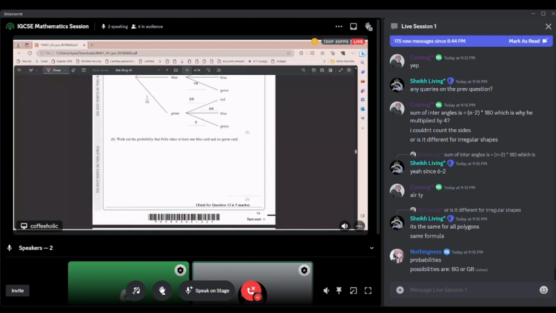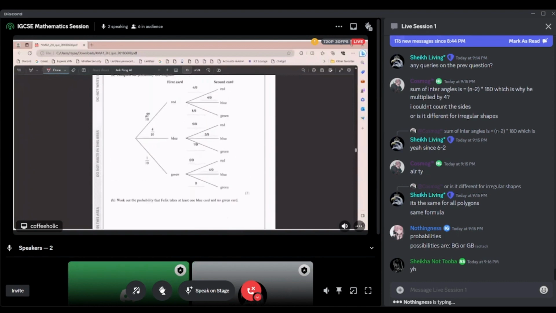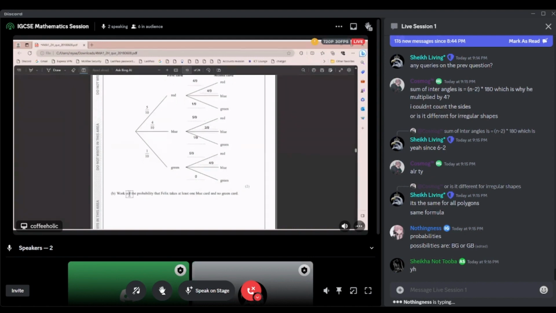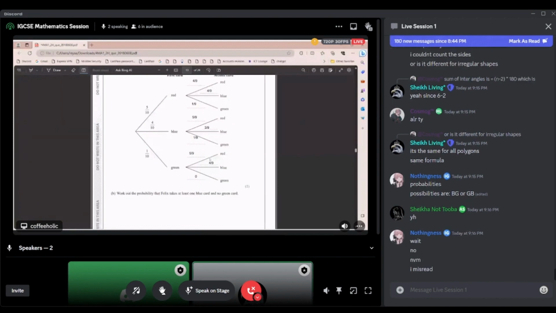Yep, so for the next question, the probability that he takes at least one blue card and no green card is, so the probability for one blue is 5 over 10 if you move up to the diagram. So the probability of at least one blue card is 5 over 10 times 4 over 9, since the red method, and then one more blue would be 4 over 10 times 5 over 9. So it'd be pretty long.